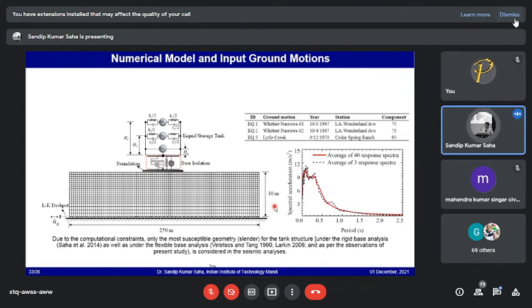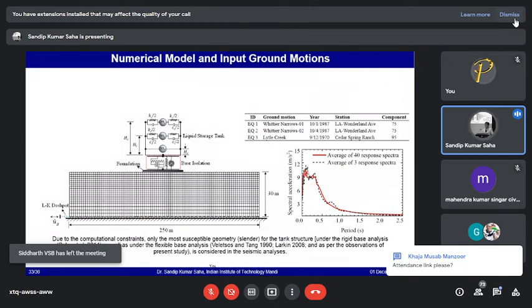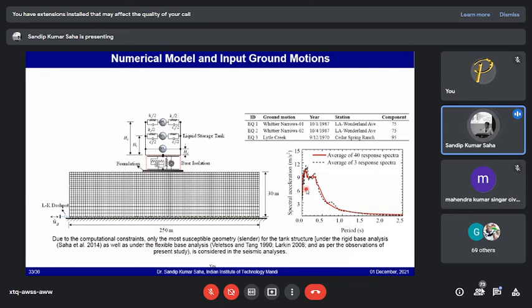So what we did, we chose 40 earthquake excitations, and we tried to minimize the error between the response spectrum coordinates throughout the region, and then we arrived at an average response spectrum. We randomly selected three earthquake excitations whose mean is closely matching the average of those 40 selected suite of ground motions.